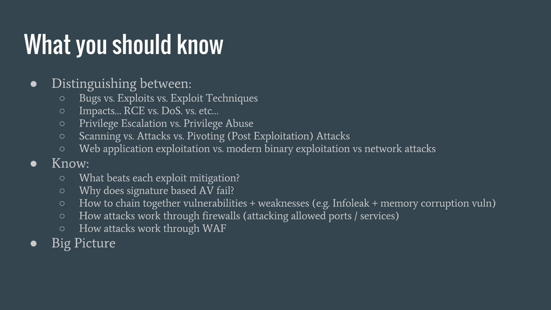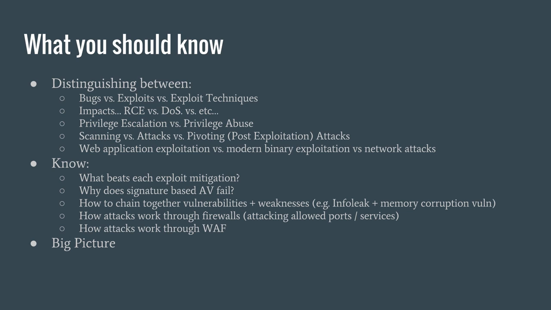Here are things that you should know for the final exam. At this point in the course, you should be able to thoroughly distinguish between bugs, exploits, and exploit techniques. You should be able to distinguish between various impacts of vulnerabilities, such as remote code execution versus denial of service. You should be able to distinguish between privilege escalation and simple privilege abuse. You should be able to distinguish between scanning versus actual attacks versus post-exploitation attacks. You should be able to distinguish between web application exploitation, modern binary exploitation, and network attacks.